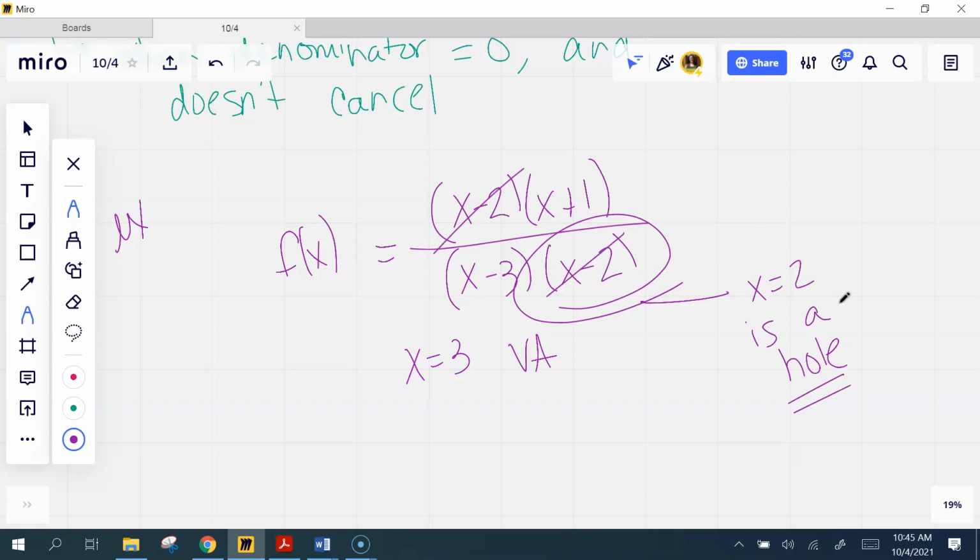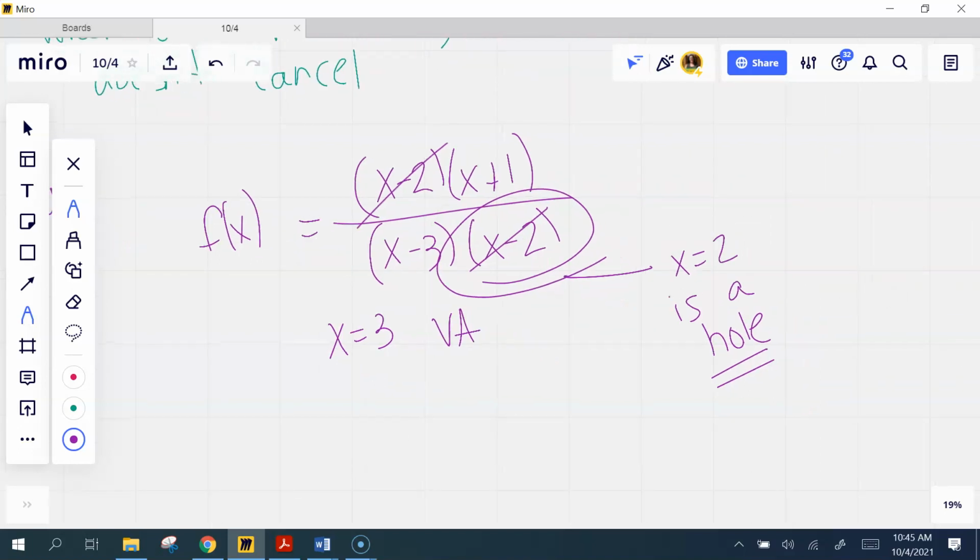Remember we talked about removable and non-removable discontinuities, and we talked about what a hole looks like? This is how you come up with a hole in your graph. There would just be a hole at 2. Do you see the difference there? If it cancels out, it's a hole, so we call it removable, because I could remove that piece from the equation, right? We call it a removable discontinuity, and it's a hole. But if it doesn't cancel, then it's a vertical asymptote. Does that make sense?